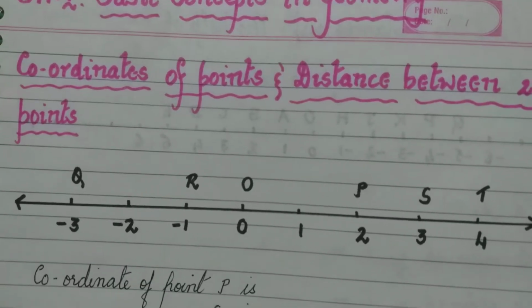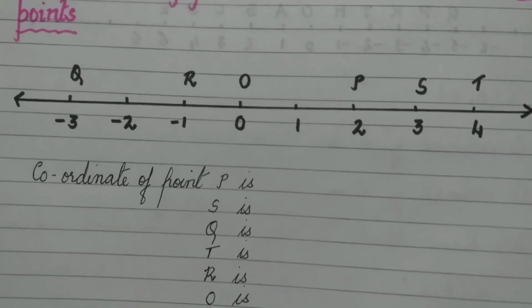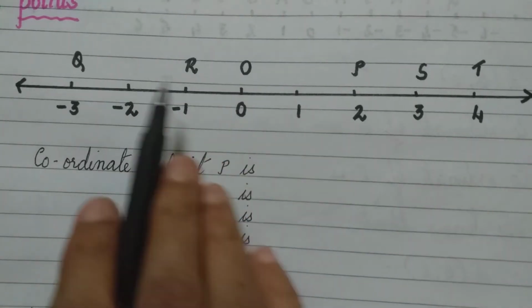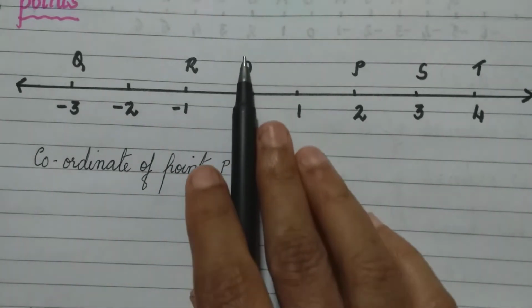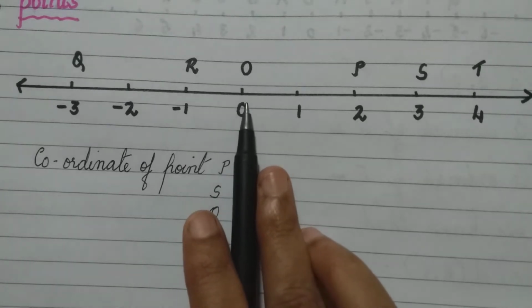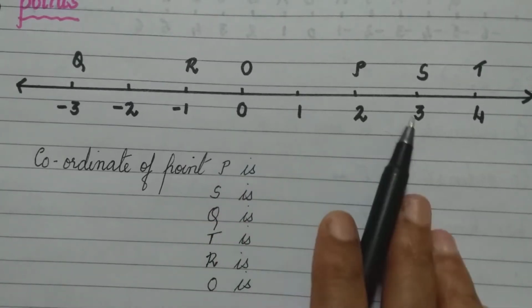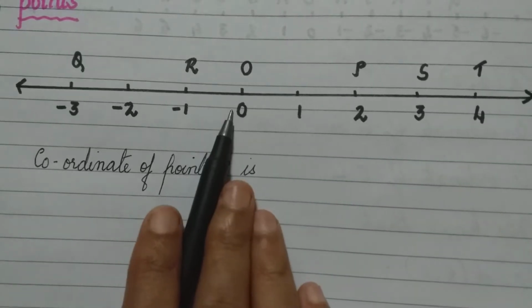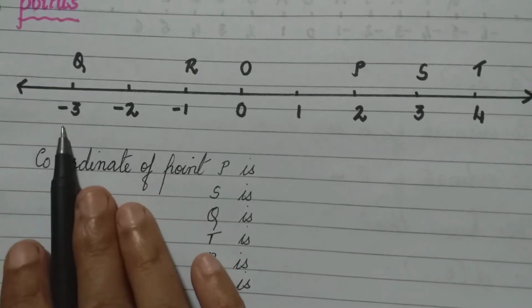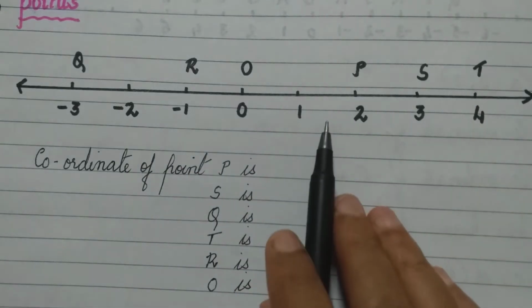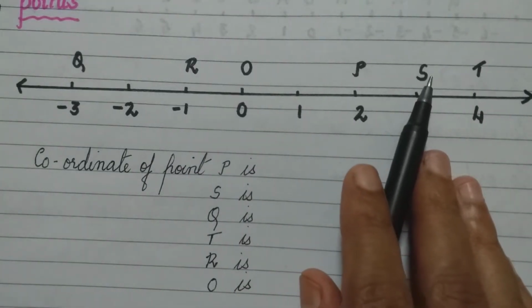Now when we have a number line, you will remember and recall that always in a number line, in the center portion, you will have the number 0 marked, and to the right hand side of 0, you will have positive numbers, and to the left hand side of 0, you have negative numbers. Now you will see different alphabets written above some of these numbers.